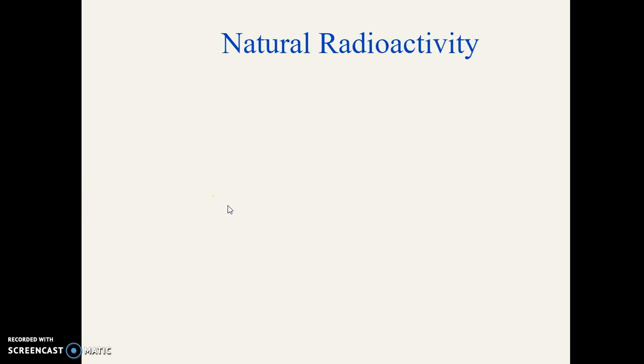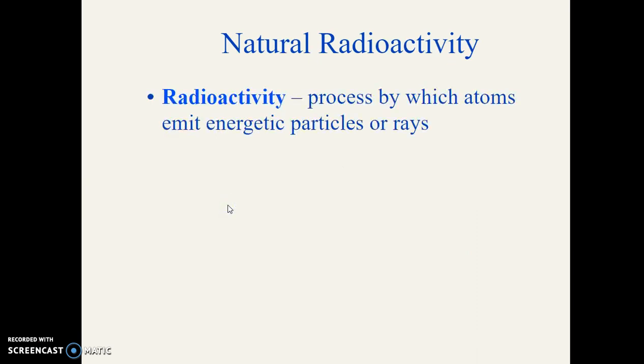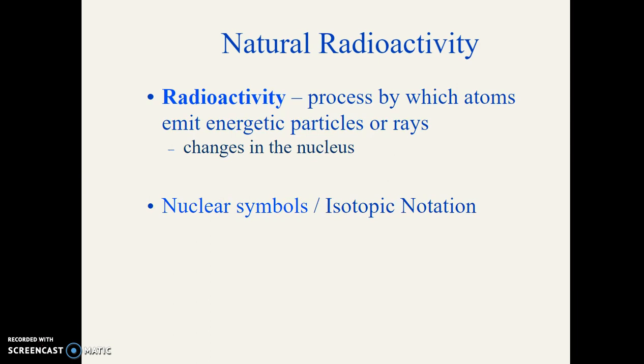First of all, we have to talk about what radioactivity is. Radioactivity is the process by which atoms emit energetic particles or rays. They're going to give stuff off. A lot of times we think of things being unstable, so they're going to lose things to make them more stable. So we end up with changes in the nucleus. This is the only time that we will see changes in the nucleus.